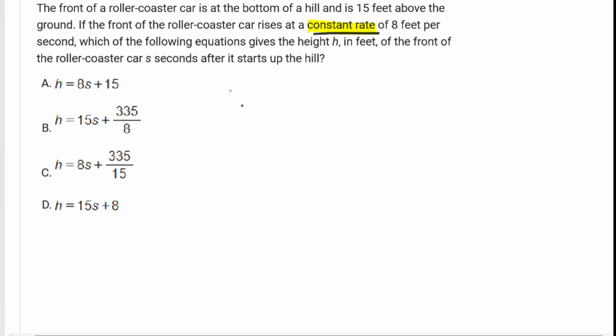Now, when you learned about linear situations in your algebra class, you probably learned about the following equation. It's known as the slope-intercept form of a line. It's y equals mx plus b. Now, a lot of times we can eliminate choices by looking at the slope, because the slope is the rate. It's how quickly something is changing.